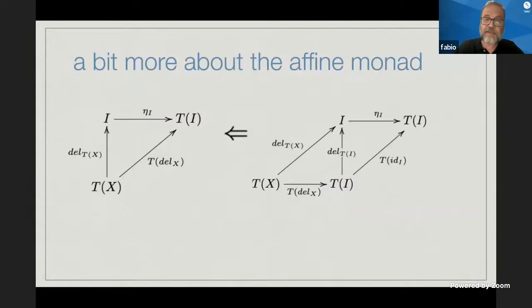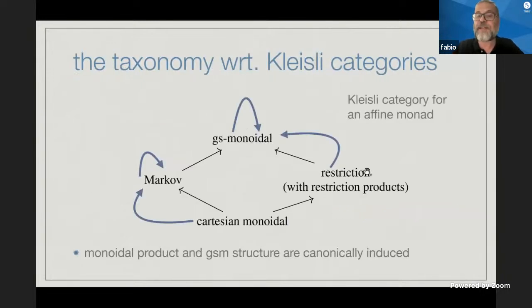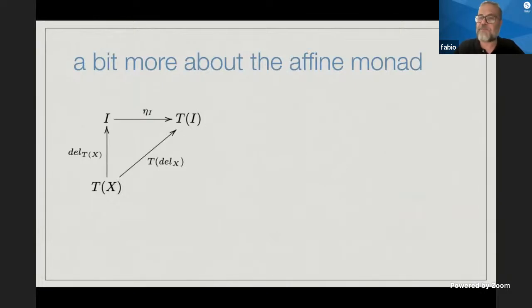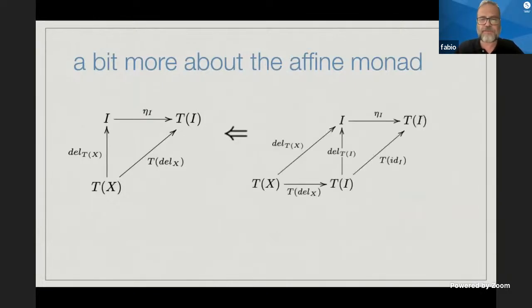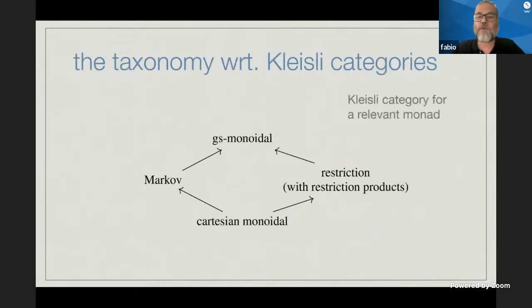So it actually coincides with the usual definition of affine monad. But it is more general, because if you are in a restriction category, you don't have terminal objects. So you cannot say that an affine monad preserves the terminal object, since you don't have one. But instead, this definition can still be applied to restriction and gs-monoidal categories. What happens if I have a relevant monad? Well, I think you understood the pattern now. Whenever I am in a Cartesian or restriction category, I always end up in a restriction category if I have a relevant monad, and likewise for Markov and gs-monoidal. And I can also have a gs-monoidal monad.